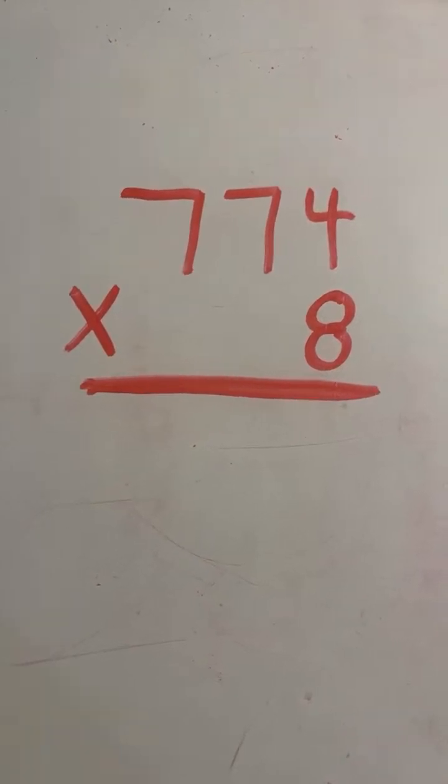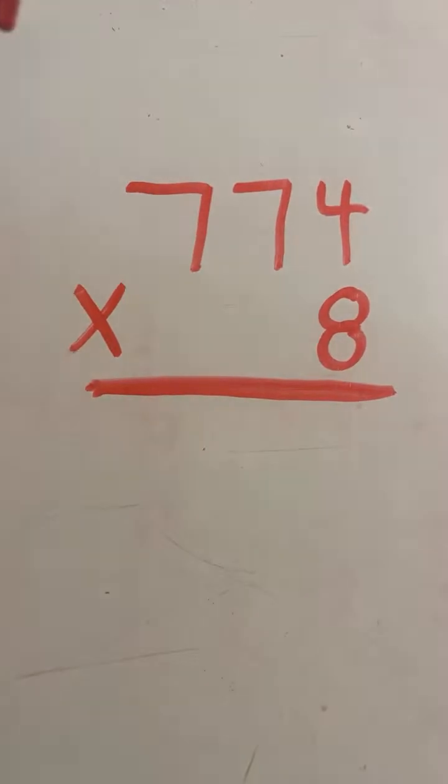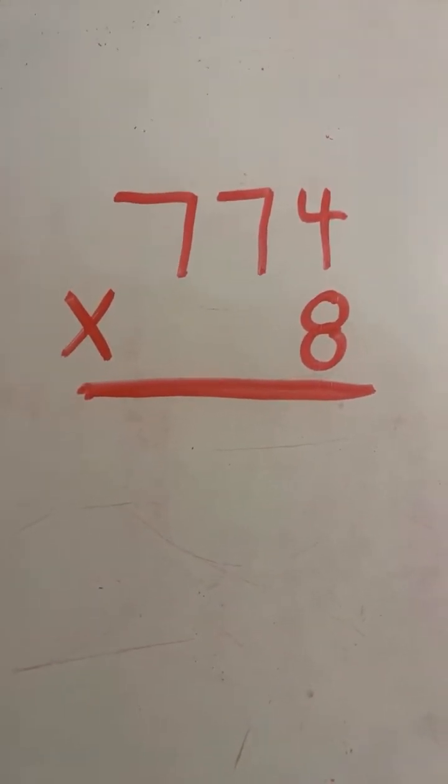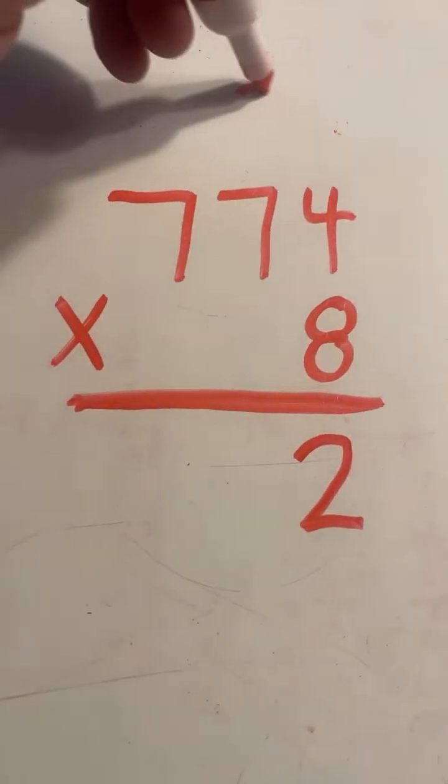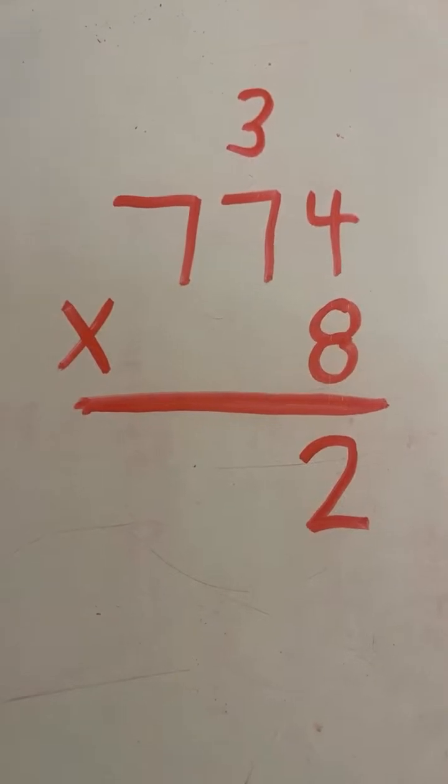So step 1, we are going to multiply the digits in the ones place. We're going to multiply 4 times 8. 4 times 8 equals 32. Because our product is more than 10, we have to regroup. The 2 in 32 goes in the ones place. The 3 gets carried over to the tens place.